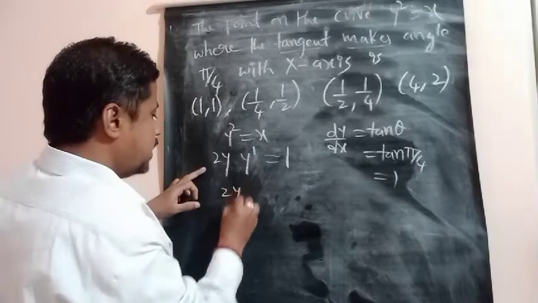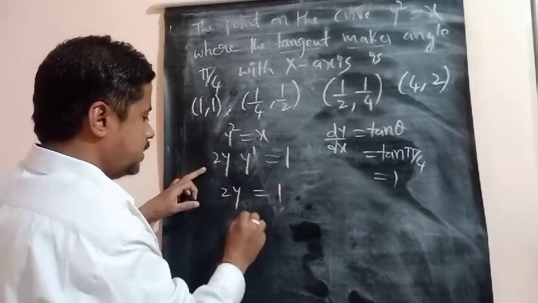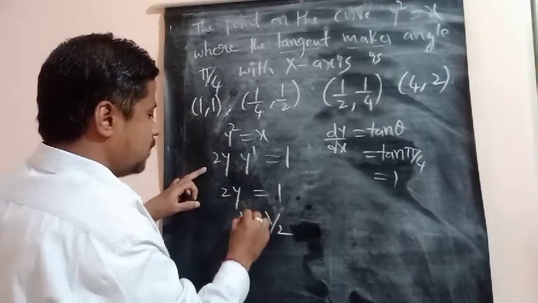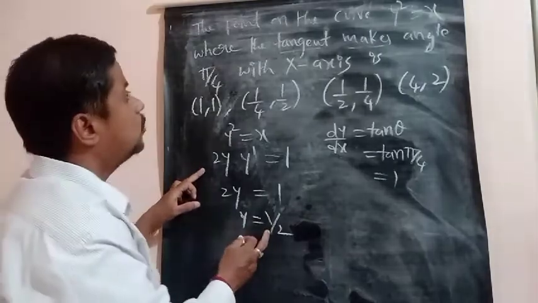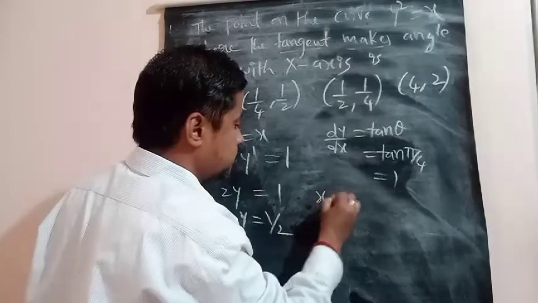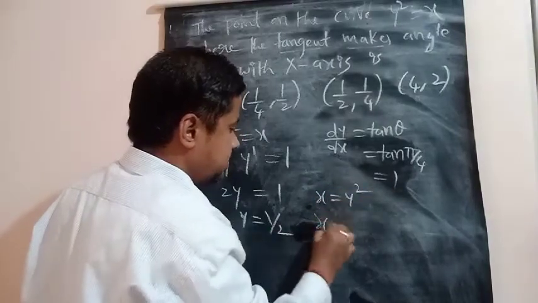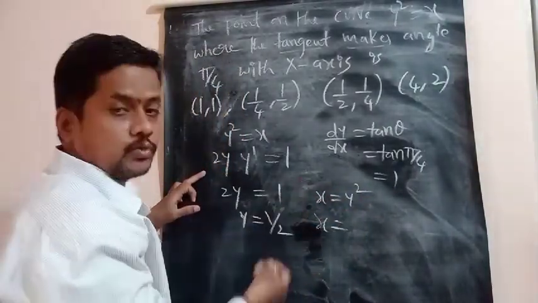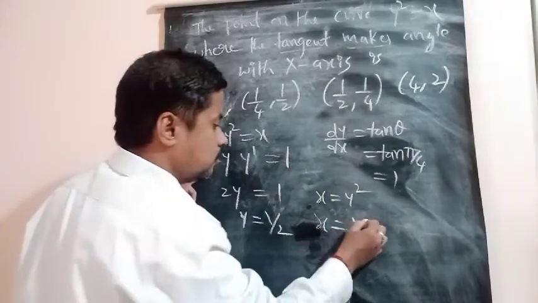So 2y into 1 is equal to 1. y is equal to what? 1 by 2. y is already calculated. Substitute the y value in this equation. y square is equal to x, so x is equal to y square. So x is equal to what? 1 by 2 whole square. 1 by 2 whole square is equal to what? 1 by 4. So this is the point.